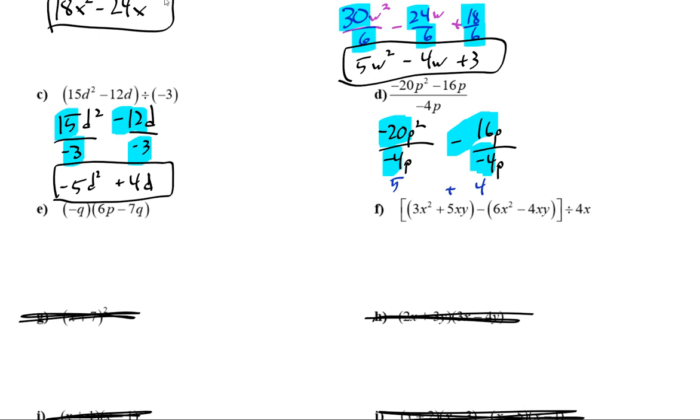P squared over p. The letters here. I've got p squared over p. That's p to the 2 minus 1. So that's just p. And here, p over p, same thing divided by itself, cancels out, just gone. It's just 5p plus 4. There's our answer there.